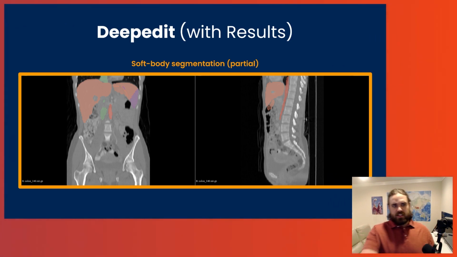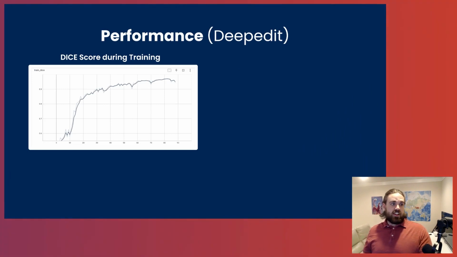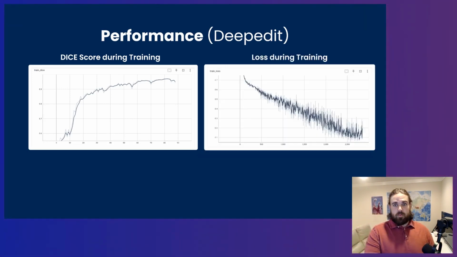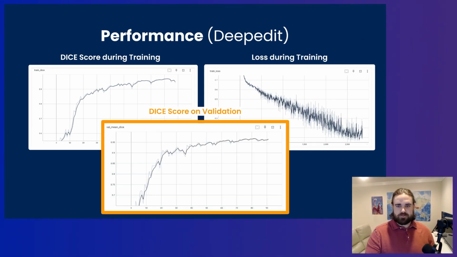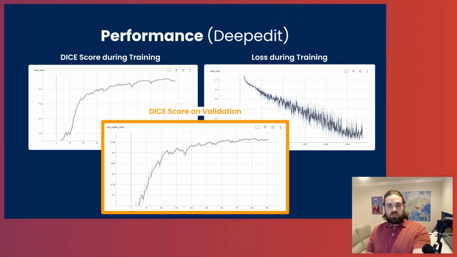So you can see that this is just an example of a soft body segmentation. The performance on this, the dice during training, is higher than 90%, which is still incredibly good, though not as good as the other one. Looking at the loss during training, you can see it starts to converge, which is exactly what we want to see in a model. And its dice score on validation is one of the most important things. As you can see, it actually outperforms on the validation than it does on the training, which is an incredibly good sign for a good model.